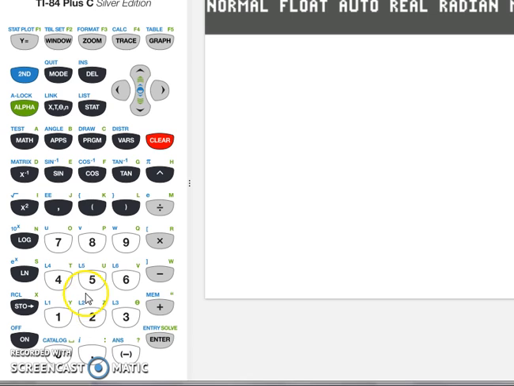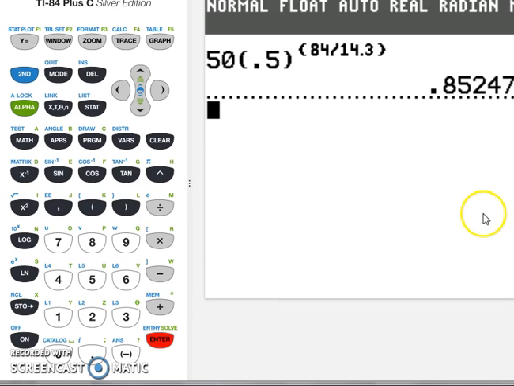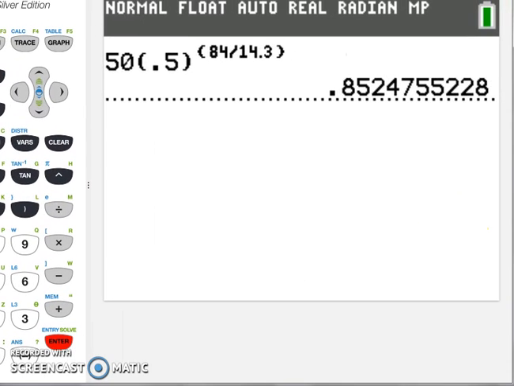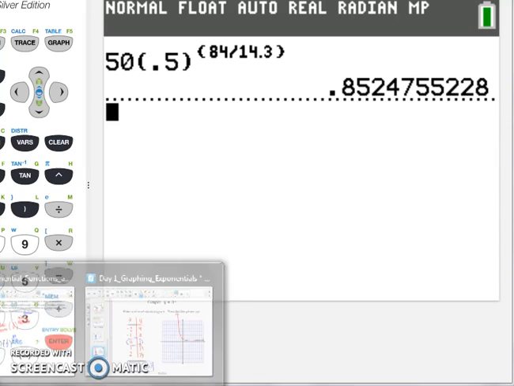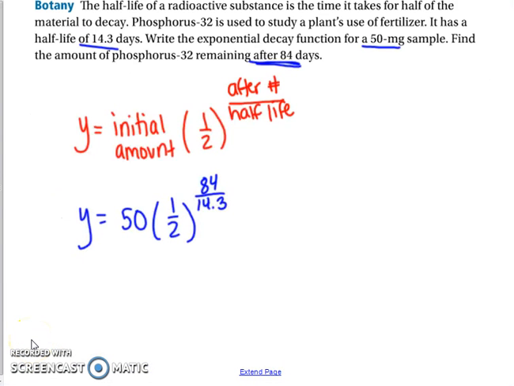So when we go to plug that into the calculator, you can do it all at once. So you would put 50, and then for half, just use 0.5. And then to the power of 84 divided by 14.3. Close parentheses. And then hit enter. Okay, and it's going to give us 0.8524. So we're going to just round that, and we're going to say that y equals 0.85 milligrams.